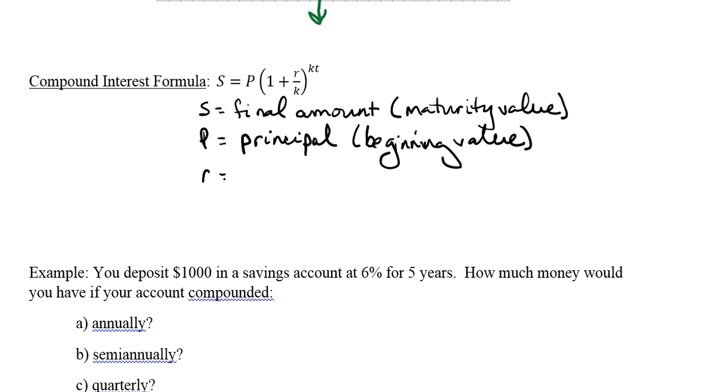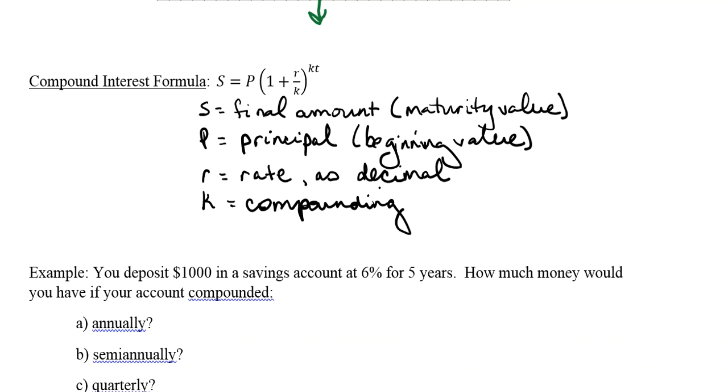Your R is your rate. You want to make sure you put it in as a decimal. K is how often you are compounding. And then T is time, and your time is in years. So if you happen to have a problem that is a partial year, like maybe 6 months, make sure you put in 0.5 for your years.